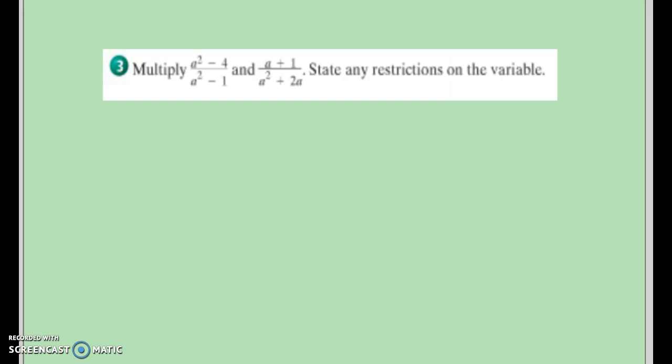So we're going to multiply (a² − 4)/(a² − 1) and (a + 1)/(a² + 2a). Don't forget to state any restrictions. So go ahead and multiply these two together.